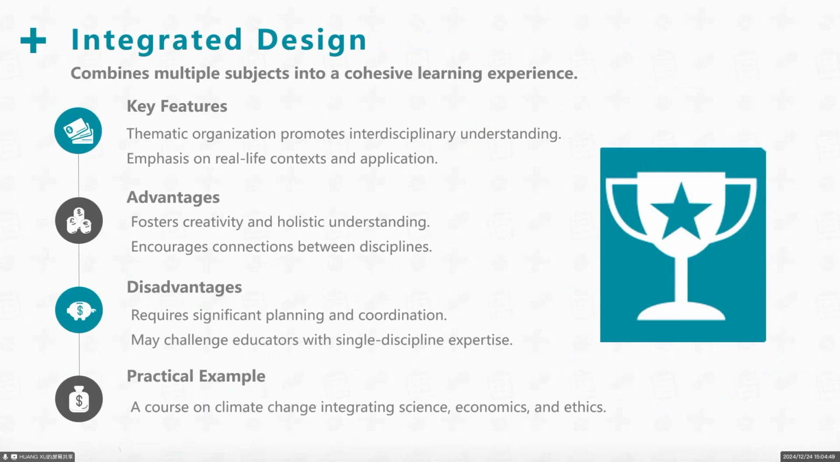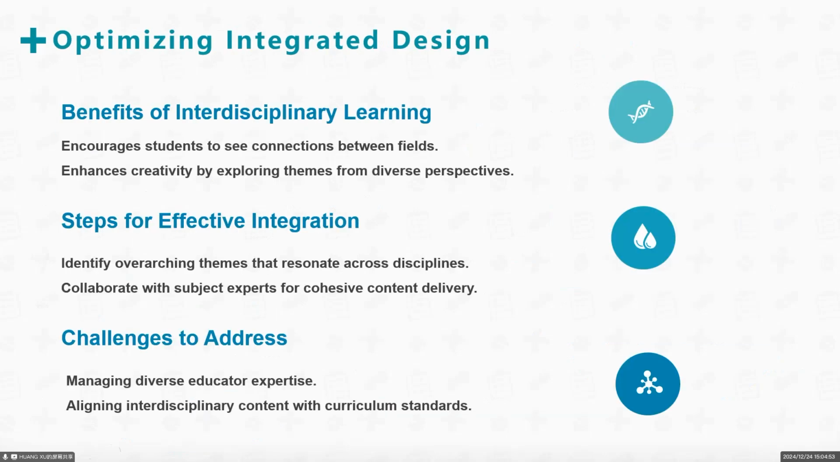So next page. To optimize integrated design, we have to identify overarching themes that relate across disciplines and collaborate with subject experts for comprehensive delivery. Challenges include managing diverse educators and experts, and aligning interdisciplinary content with curriculum standards. So this is optimizing integrated design. Next page.